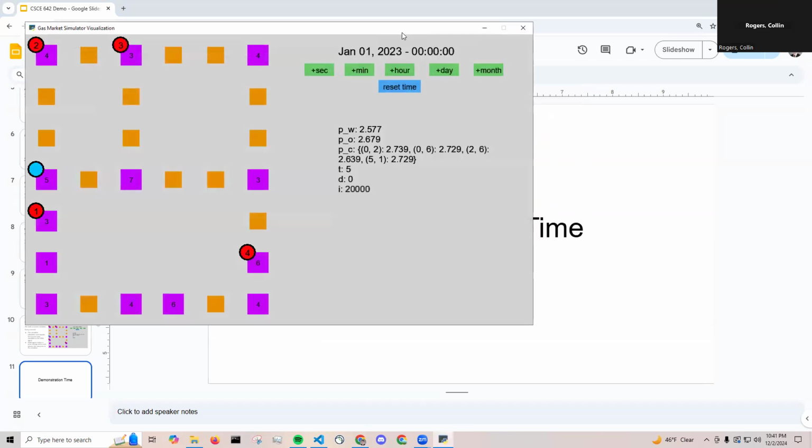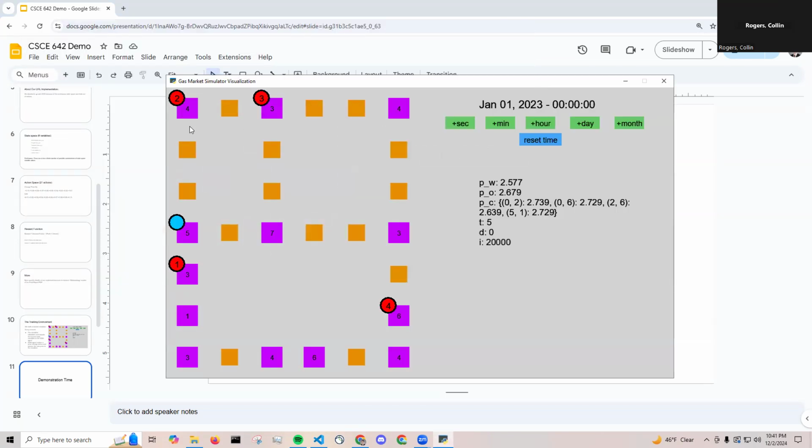And then here you can see the simulator. The intersections, these are the purple squares. The orange squares are roadways, which are what connects these intersections, and this is where the cars can drive through and stop at intersections and decide to buy gas from gas stations.